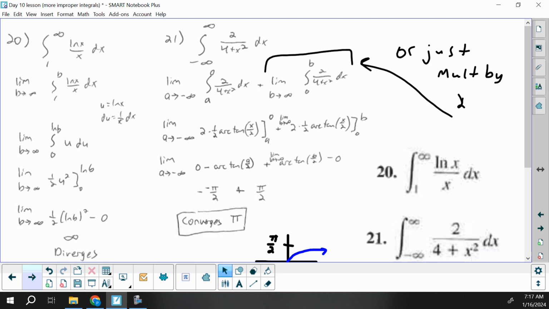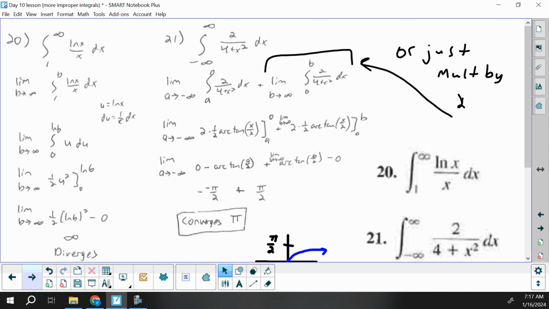For 20, we got pretty much the same u substitution. We'll let u equal natural log x, so the du is 1 over x dx. Limit as b goes to infinity. Redefine our bounds. Instead of 1 to b, when you sub them into the ln of x, we get 0 to natural log of b. Antiderivative, we get 1/2 u squared. Fill in the natural log of b and the 0. Natural log we saw as b goes to infinity will go to infinity itself, so that's just an infinity, and we get a divergence.